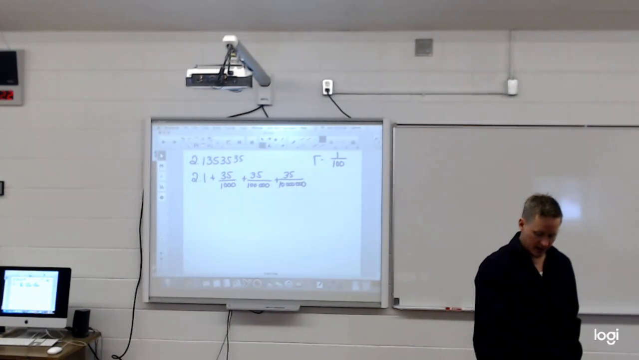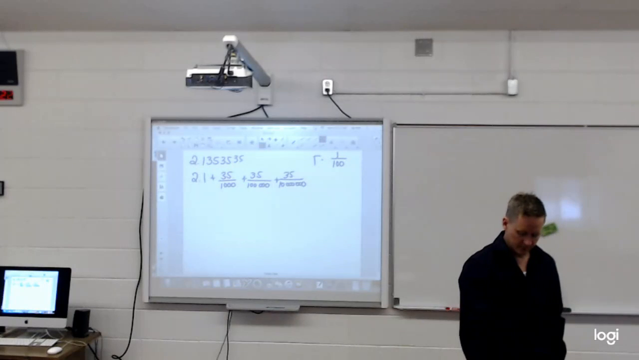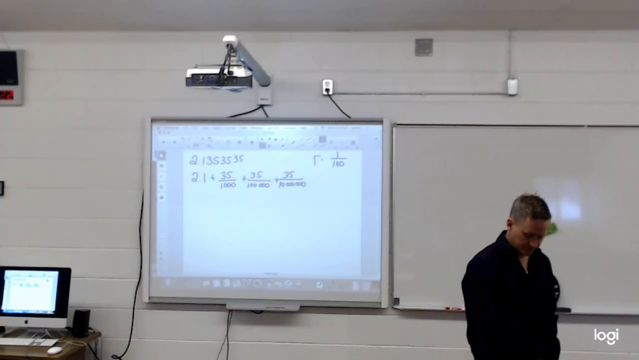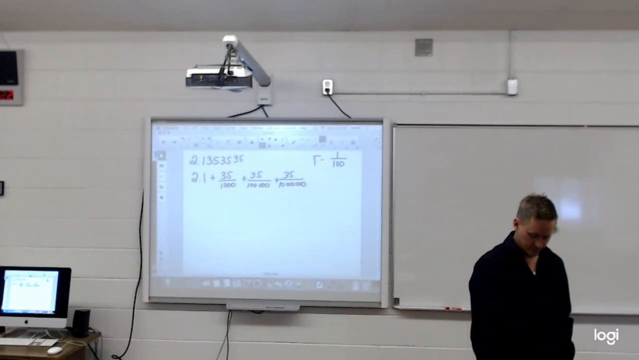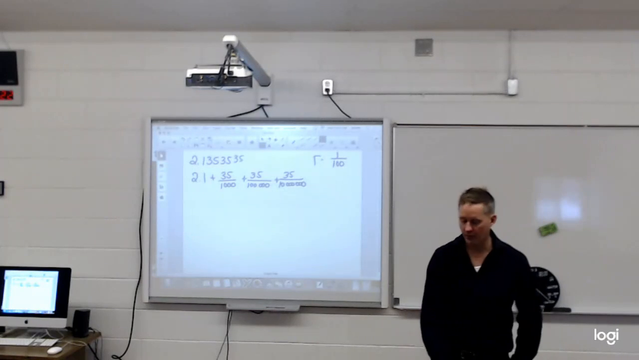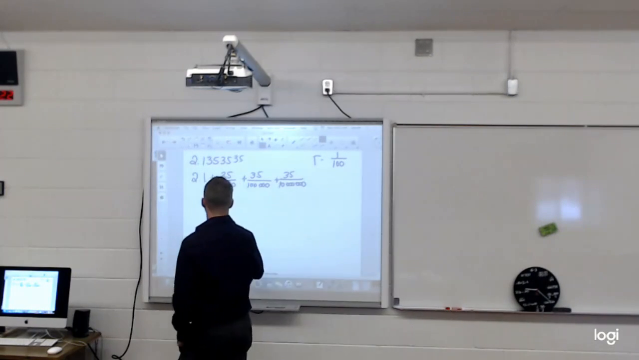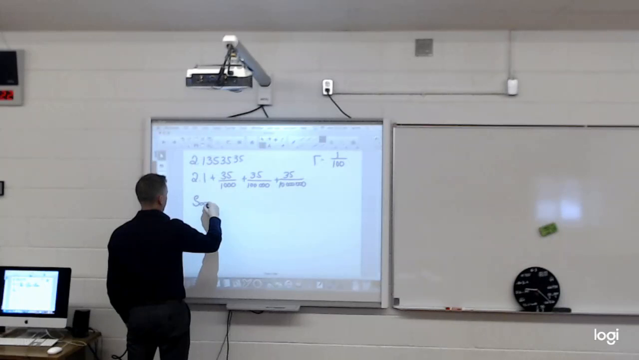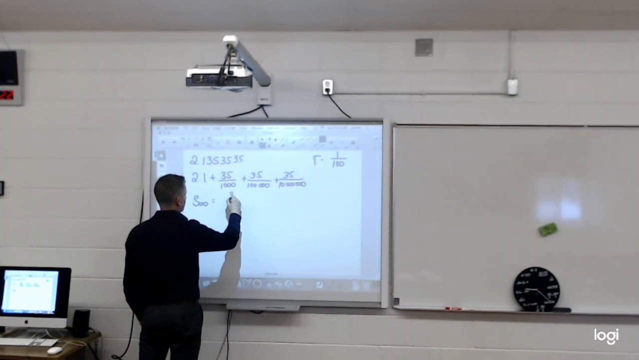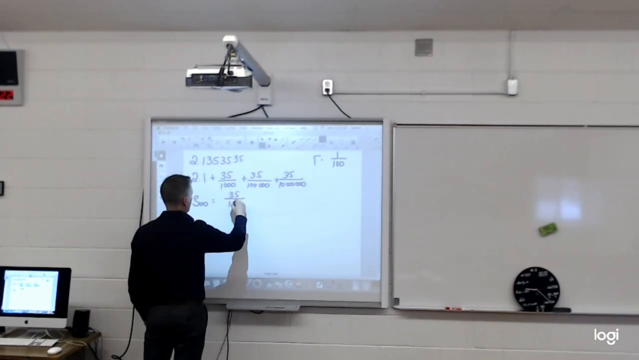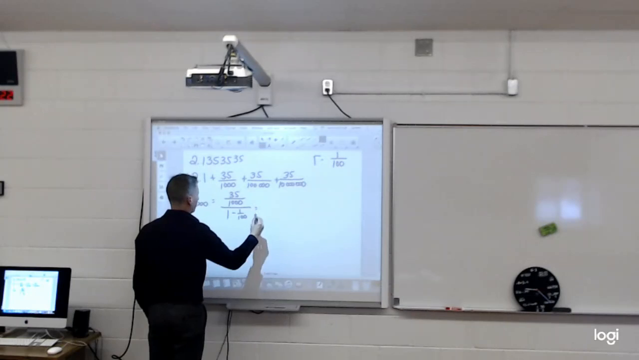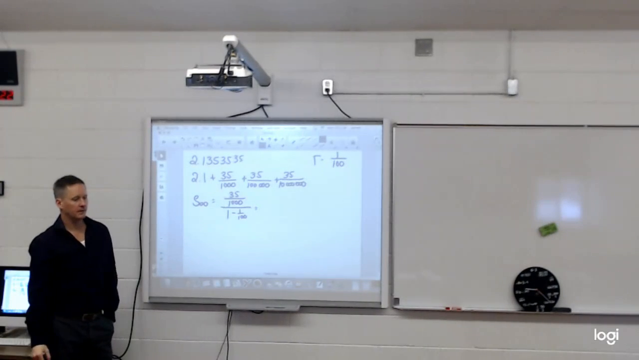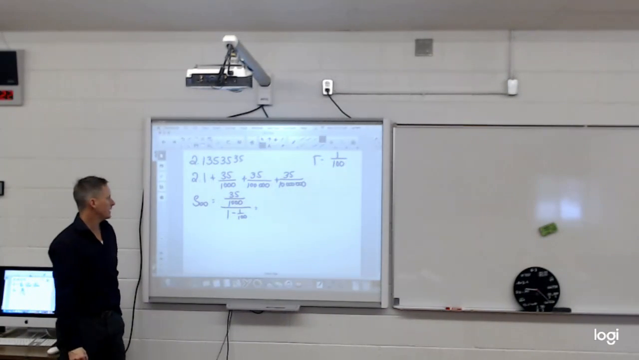So what is my T1 value? 35 over 1,000. So that goes into that box. So infinite geometric: 35 over 1,000 over 1 subtract 1 over 100. Okay, so just set them into your boxes there.